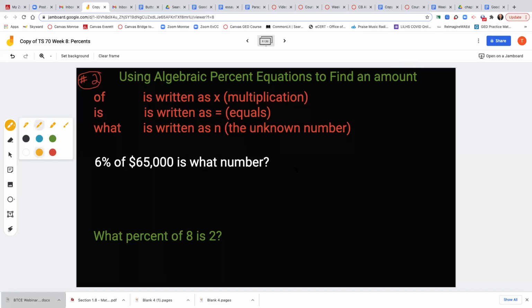What I want to say again is that this is my favorite of the 3 methods for figuring out percents, and the reason why is because you're taking the words right out of the story problem and they actually mean something. You're putting them into a very brief algebraic equation.